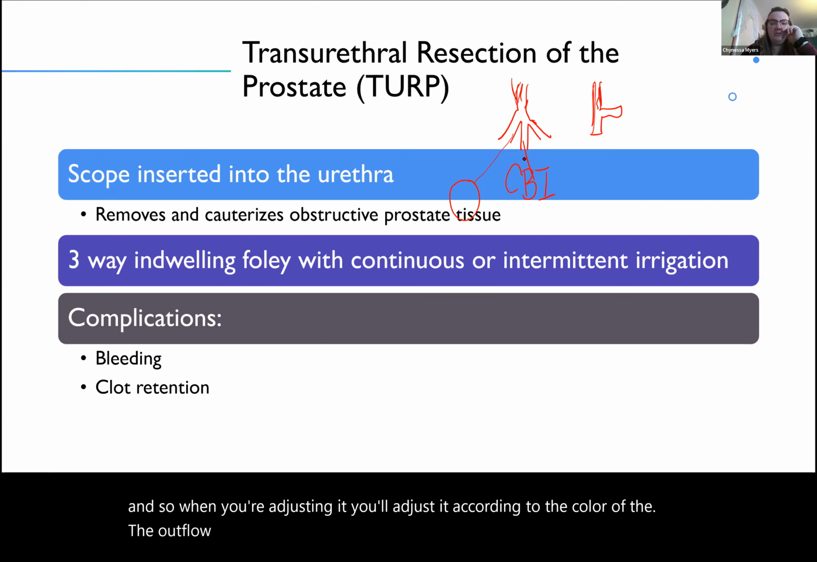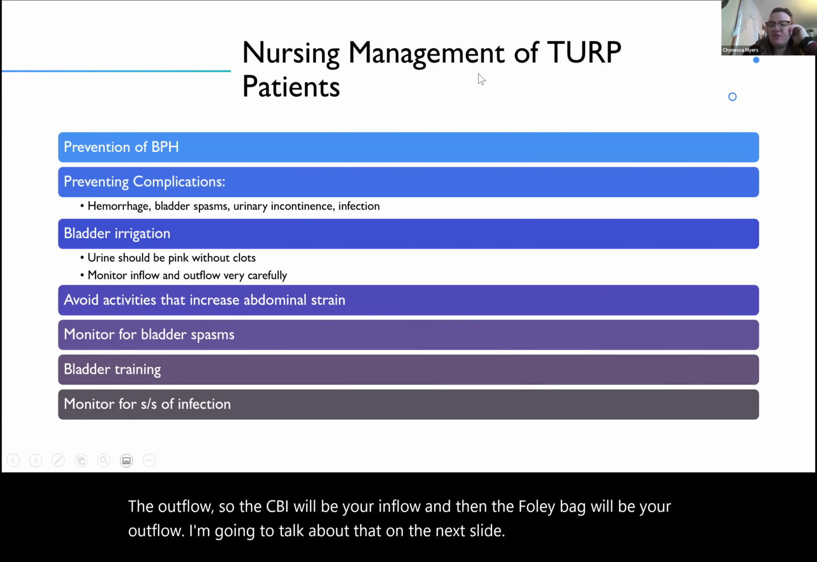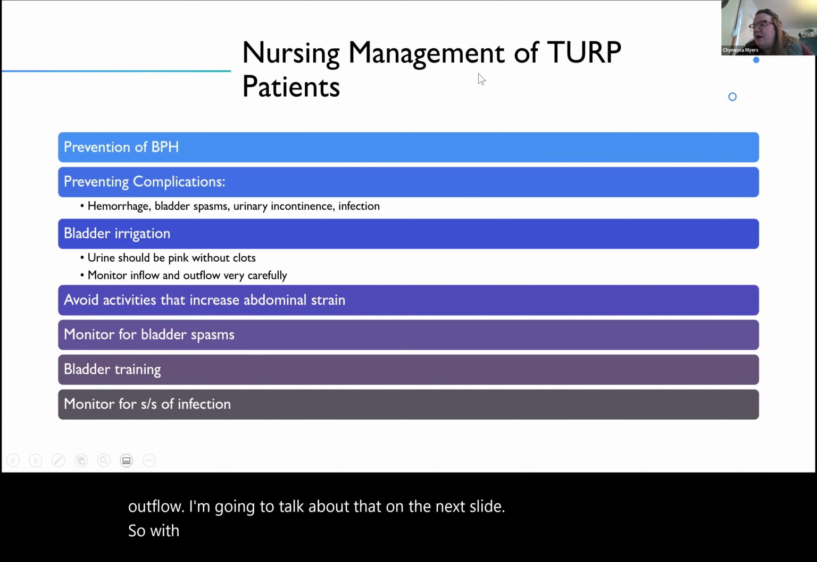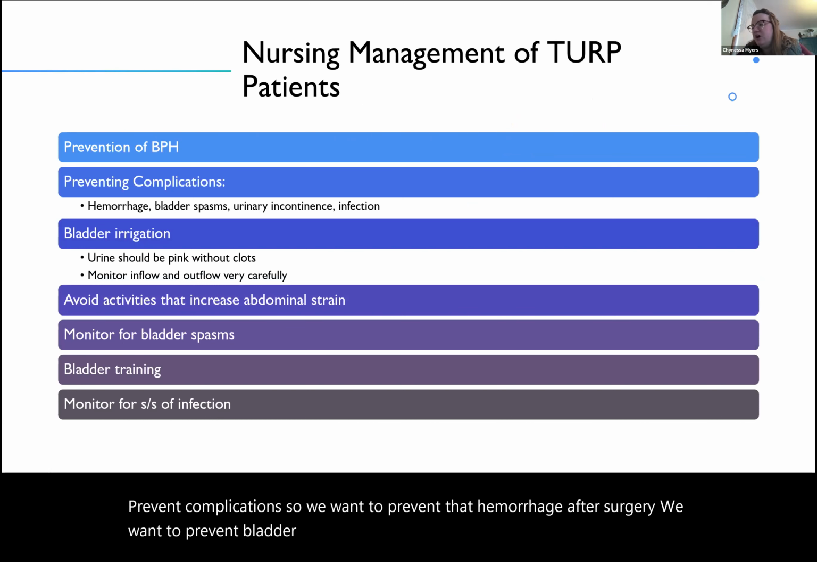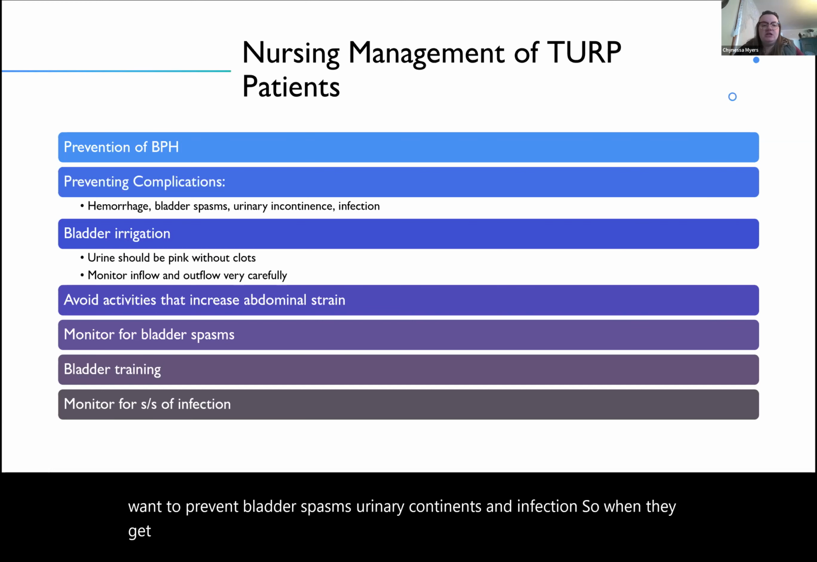So the CBI will be your inflow, and then the Foley bag will be your outflow. I'm going to talk about that on the next slide. So with this, we want to prevent complications. We want to prevent that hemorrhage after surgery. We want to prevent bladder spasms, urinary incontinence, and infection. So when they get that bladder irrigation, we want the urine to be pink without clots.